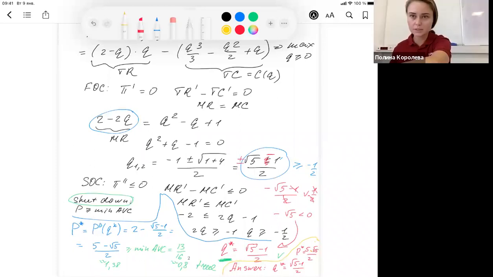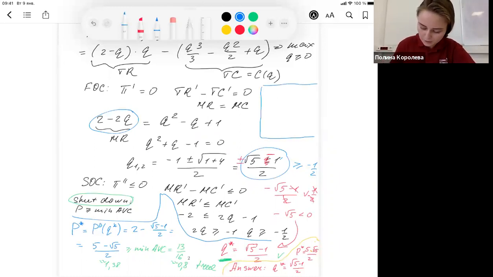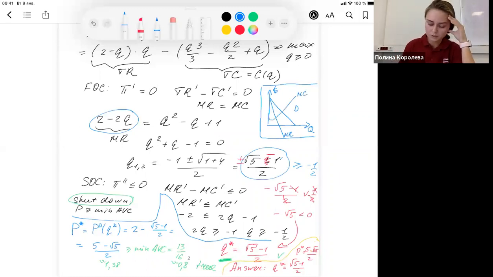So how does the monopolist decide which price to put? Let me show you an easy example. Somewhere here, this is the axis. For example, this is the demand. Then marginal revenue would be like this. And for example, marginal costs like this. Our first order condition: marginal revenue equals marginal costs. It's here. From this condition, we found the optimal quantity.